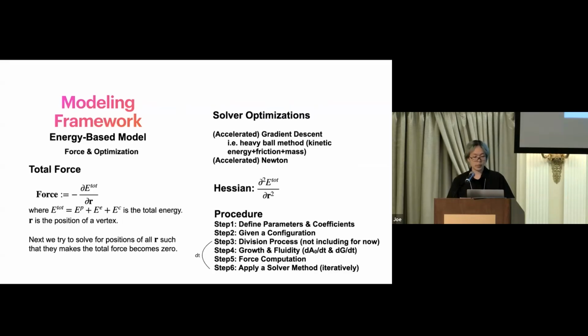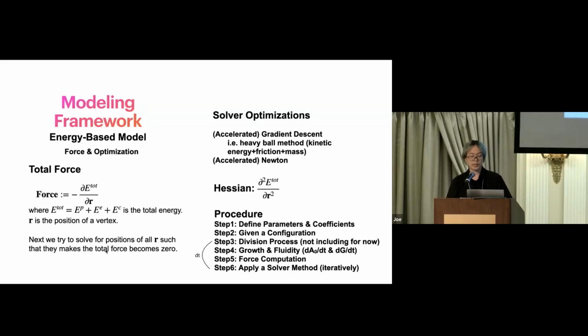All right. So once we have those energies, we can compute the total force. The total energy is basically the sum of all the energies that I talked about. And then the force is the negative of the gradient of the total energy with respect to the position of the vertex R here. And so we want to solve this equation for the position R such that the total force becomes zero. So basically we're trying to find an equilibrium solution to this system.